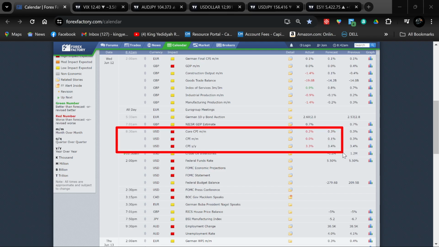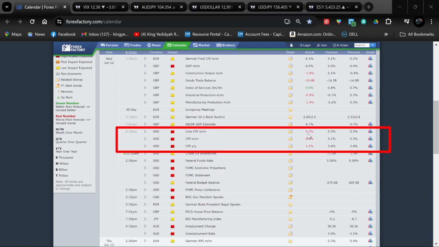Right. So right here, we got core CPI month over month 0.2%, CPI month over month 0.0%, and CPI year over year is 3.3%. So the forecast on that one was 3.4%, falls short a little bit. The forecast on the month over month was 0.1%. We stayed flat at 0.0%, and the previous was 0.3%.